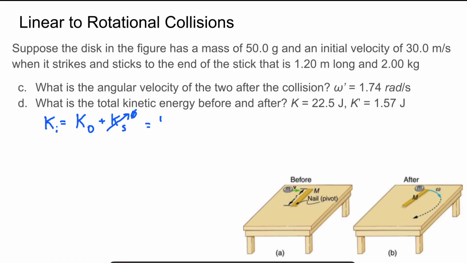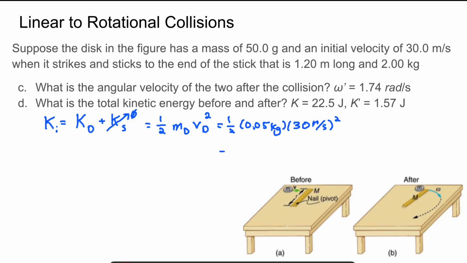And since the stick wasn't initially moving, its kinetic energy is going to be 0. So really the only kinetic energy we have in the beginning is the kinetic energy of the disk, which is 1/2 times the mass of the disk times the initial velocity of the disk squared. So we'll take 1/2 times 0.05 kilograms times its initial translational velocity of 30 meters per second, squared. At this point it didn't have any rotational kinetic energy. 30 squared is 900. Half of that is 450, another half is 225, and a tenth of that is 22.5.